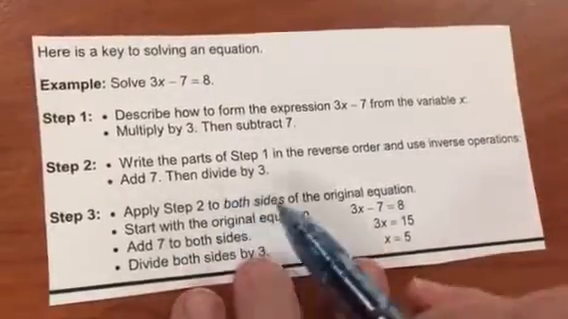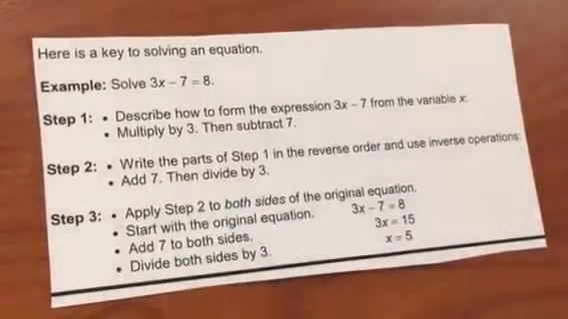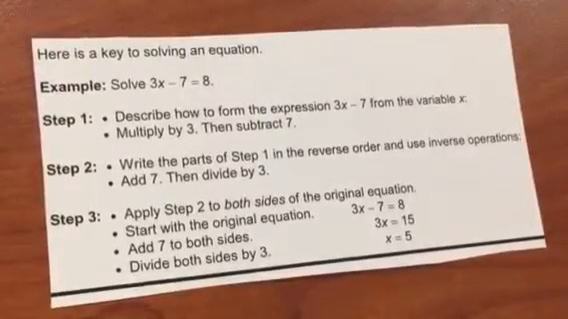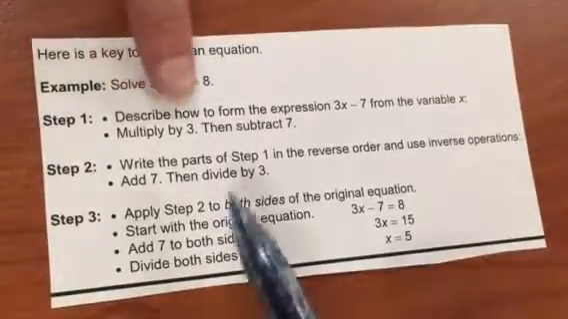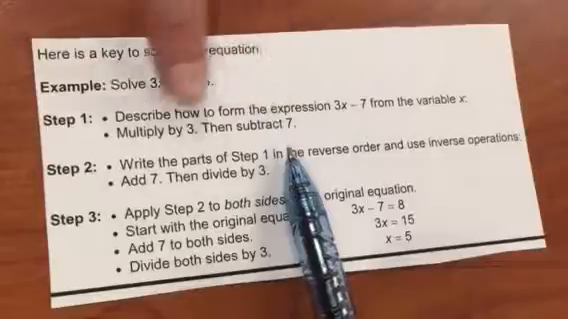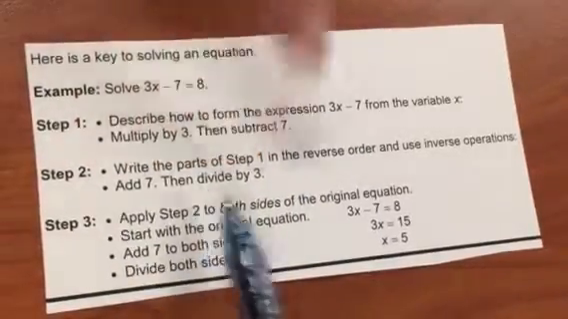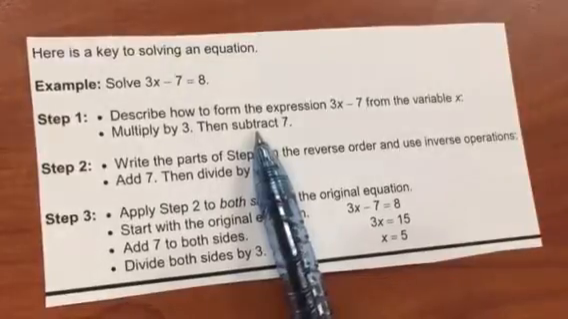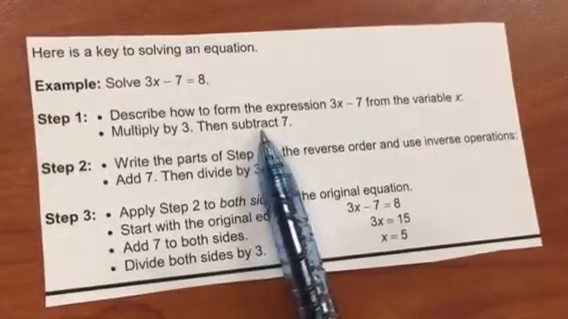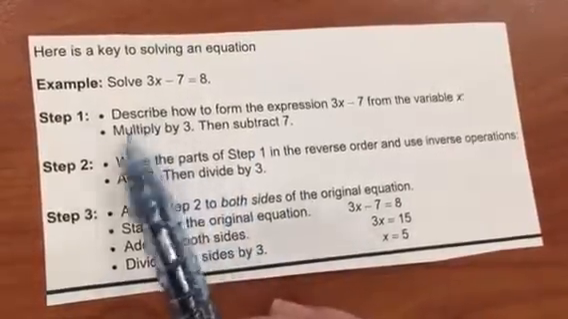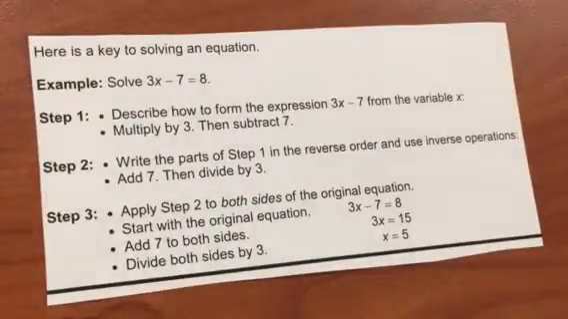Step 2, write the parts of step 1 in the reverse order and use inverse operations. So before it was multiply by 3 and then subtract 7. I'm literally just going to flip-flop those. So I put add 7 and then divide by 3, since adding is the opposite, the inverse operation of subtraction, and dividing is the inverse operation of multiplying. Yes, I want you writing these steps down.